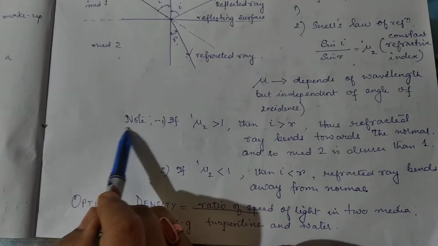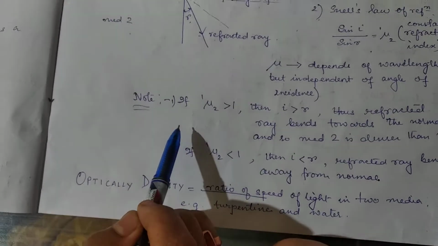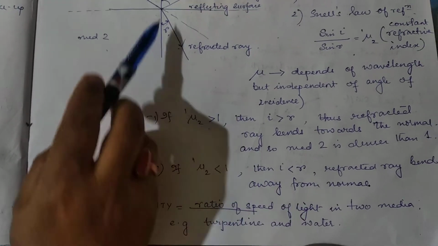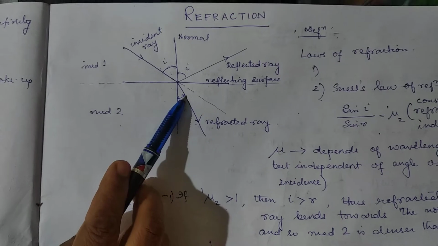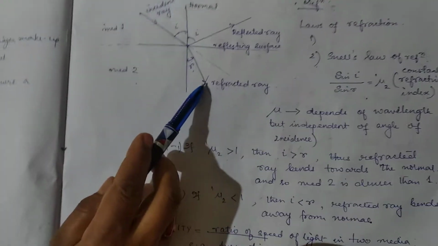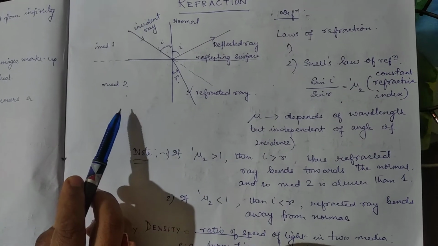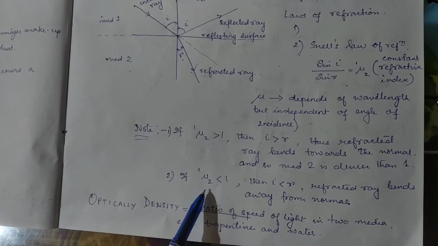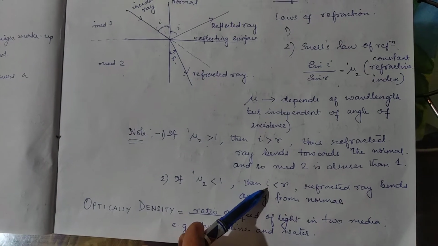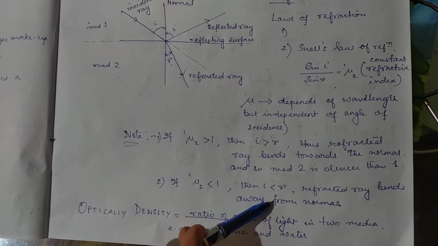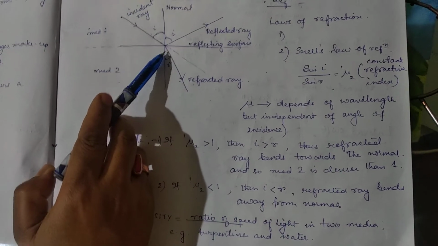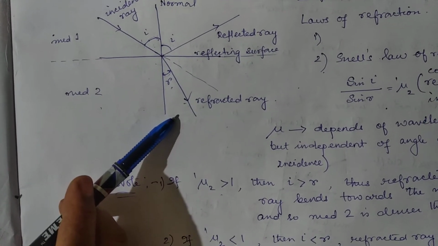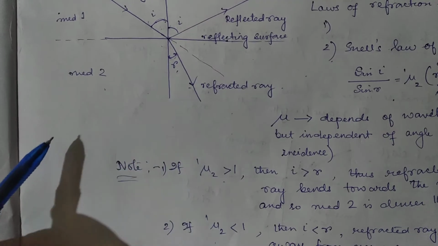Some important things to note: if the refractive index is greater than 1, that means the angle of incidence is greater than the angle of refraction, so the ray bends towards the normal, and the second medium is denser than the first medium. And if it is less than 1, then i is less than r. That means the refracted ray will bend away from the normal, so the second medium will be rarer and the first medium will be denser.